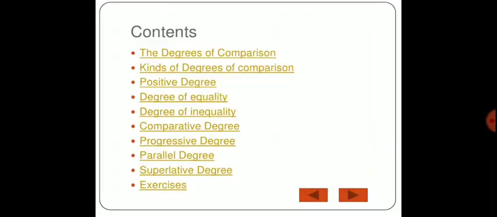In this session we are going to talk about the degree of comparison, kinds of degrees. You know that there are three main degrees: positive degree, comparative degree and superlative degree. We are talking about more degrees like the degree of equality, degree of inequality, progressive degree and the parallel degree, and there are some questions for you. Okay, so let's begin.